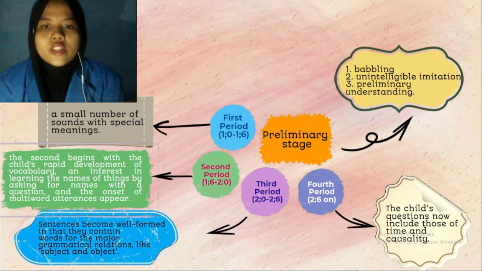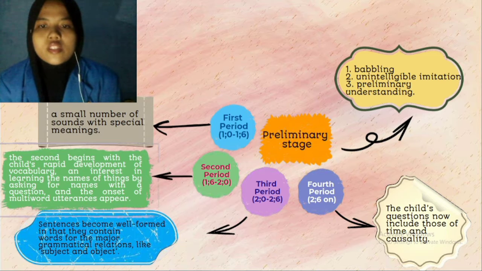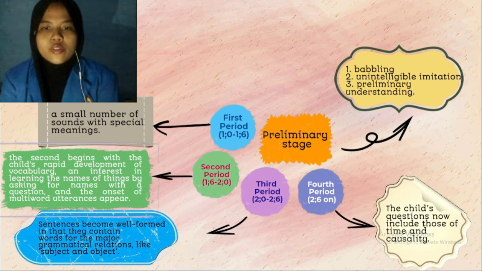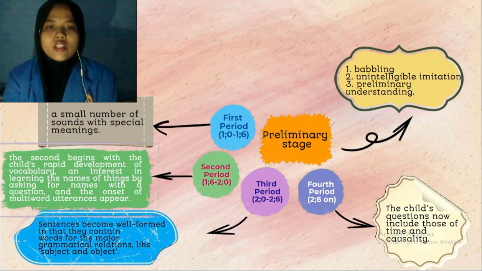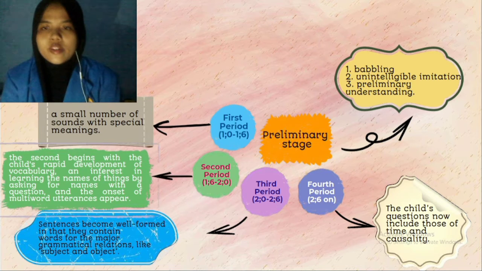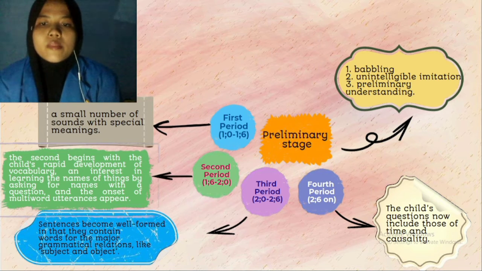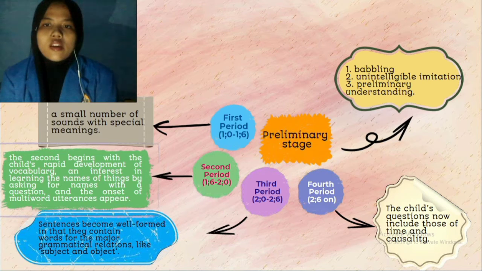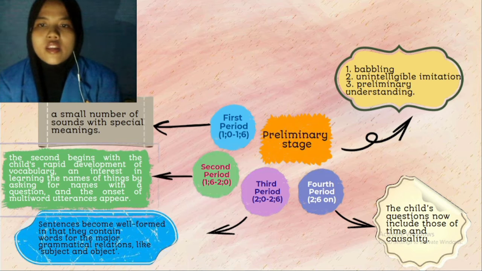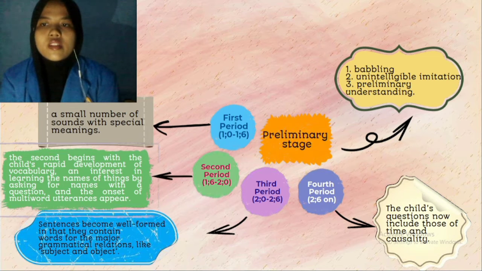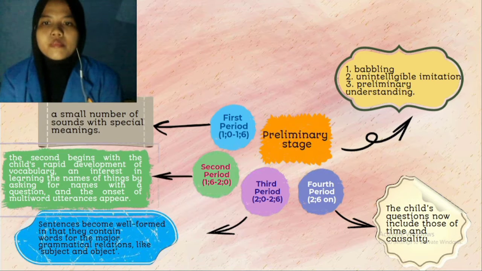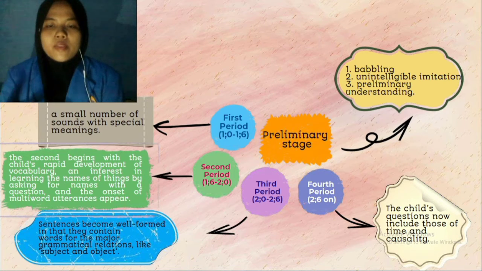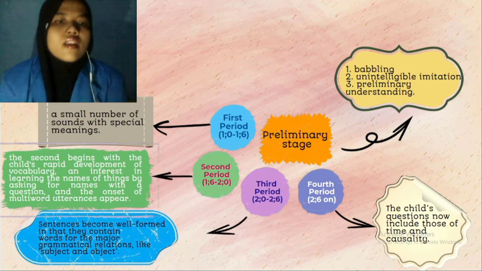Here I want to explain further about the behaviors that occur in the preliminary stage and the other 4 periods. First, in the preliminary stage, there are 3 behaviors. The first is babbling, the second is unintelligible imitation, and the third is preliminary understanding. I will explain those 3 behaviors in the next slide.